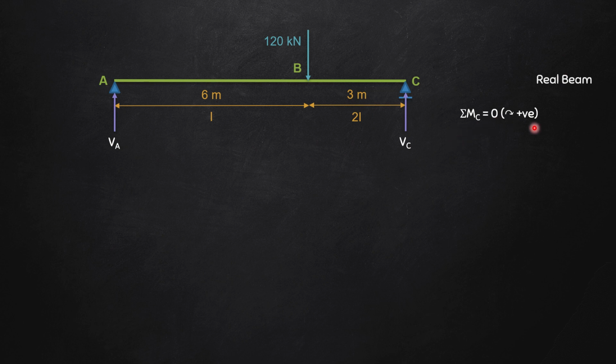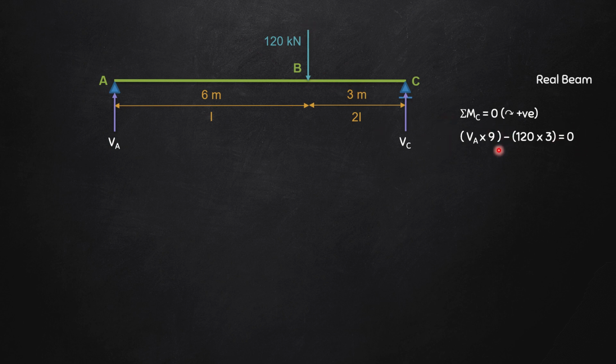Summation of MC is equal to 0, and I am going to take clockwise as positive. Now, what are the loads that I have to consider? The first one is VA and the other one is 120 kilonewton, and I have to consider the summation of the moment due to these two loads equal to 0. So it will be VA multiplied by 9, that is 6 plus 3, 9, and since it is in the clockwise direction, it is positive, and minus 120 into 3 since it is anti-clockwise, so therefore it is minus, equals to 0.